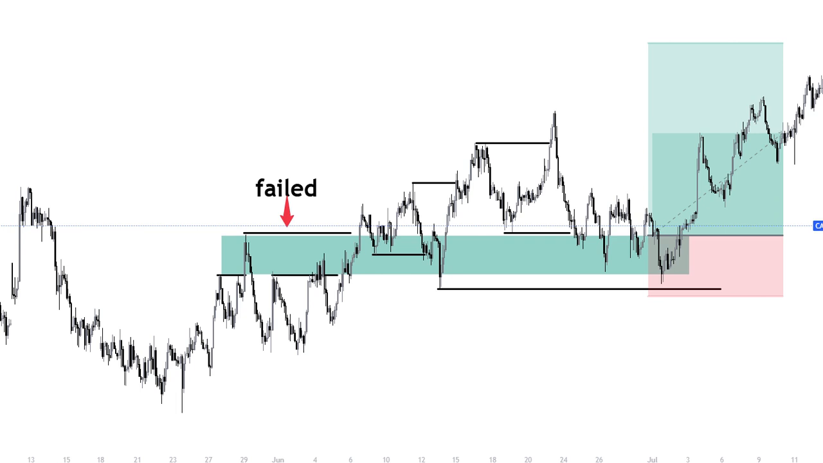This strategy, when executed properly, can give you a realistic 1 to 2 or 1 to 3 risk to reward. That means if you risk $100, you can make $200 to $300 consistently. And listen to me carefully. That is how accounts grow. Slowly, consistently, professionally.